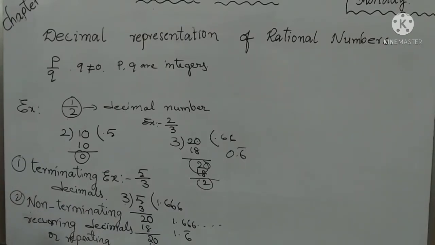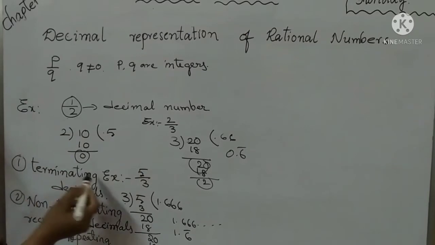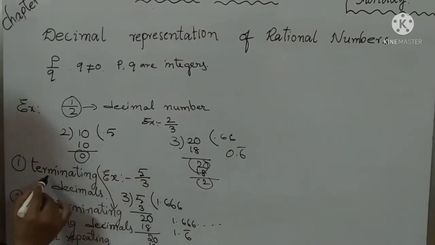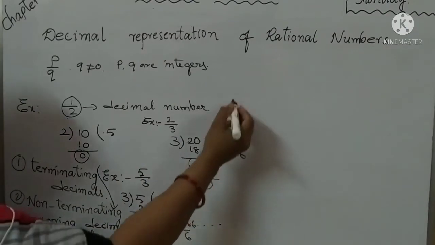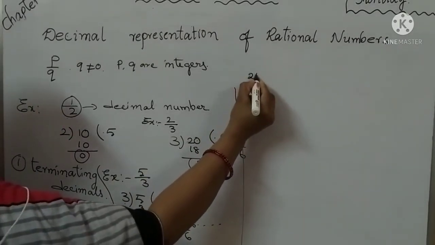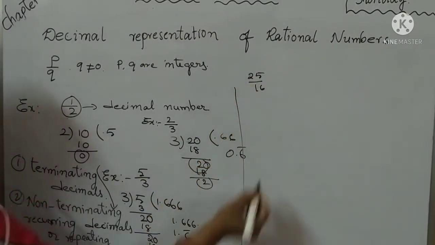Understand here? Another example of terminating decimals I will give. These were non-terminating examples. For a terminating decimal example, I take one example: 25 by 16. Okay.